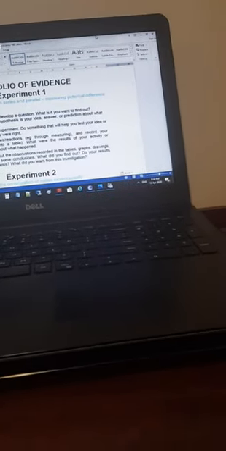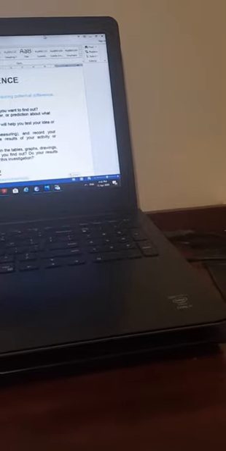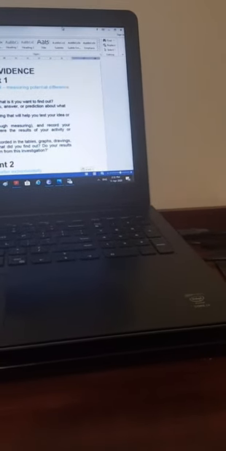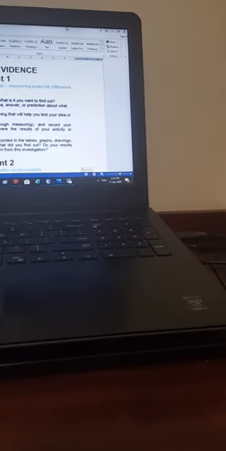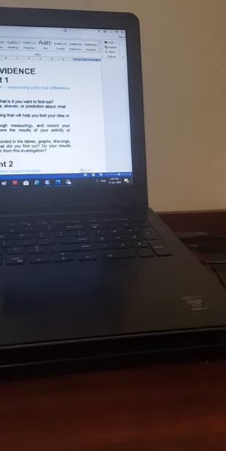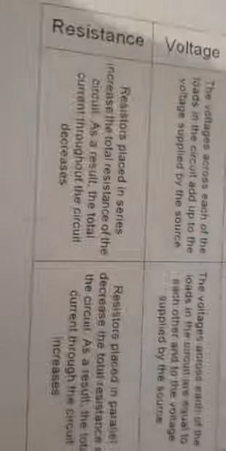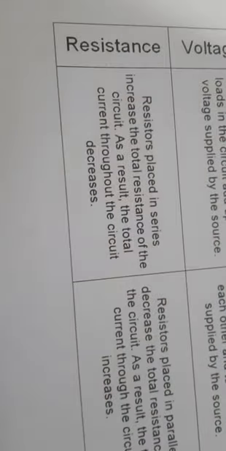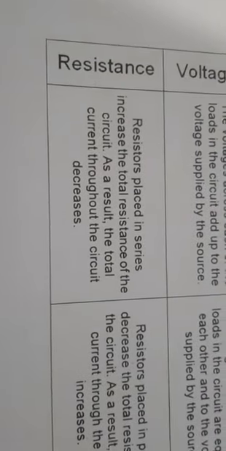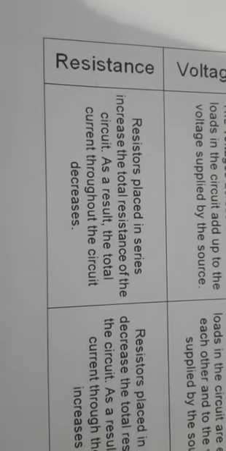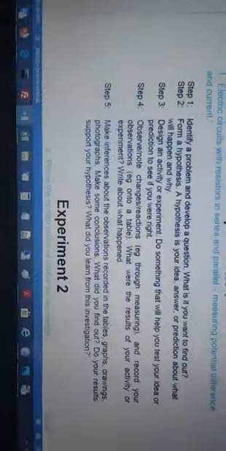And then in parallel, what happened? The more resistors I placed in parallel, the more the total resistance decreased, and as a result, the current increases. So can you see those differences? You will see it in this little table. It's very well stipulated for you. So step 5 in your experiment for your portfolio of evidence would be to explain what happened.